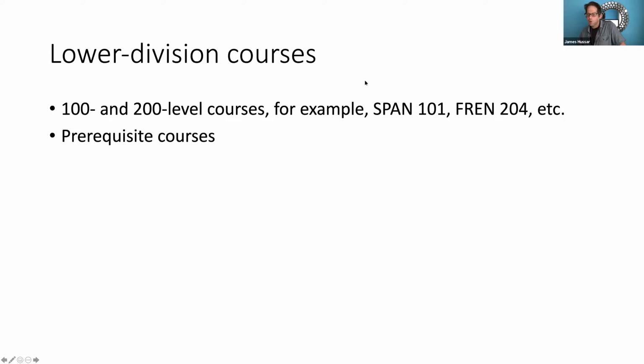So lower division courses are courses that are numbered in the 100s and 200s. For example, our Spanish 101 or French 204. Those are lower division courses, and they're considered prerequisite courses within our language programs. In other words, if you need that language training, those courses will count towards your overall units necessary to graduate, but they won't fulfill specific requirements in the major or minor programs because they consist of upper division courses.